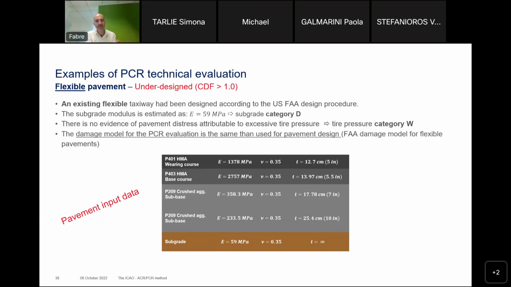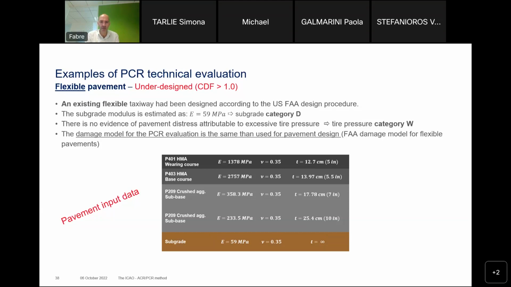So the first example is for a flexible pavement, which was under design. It means that its CDF is greater than one, so under design with regard to the analyzed traffic. Maybe this pavement was well designed, but after 10 years of operation, we observed that the reference traffic which was used for the design was not exactly realized and was significantly higher than the first forecast at the time of the pavement design.